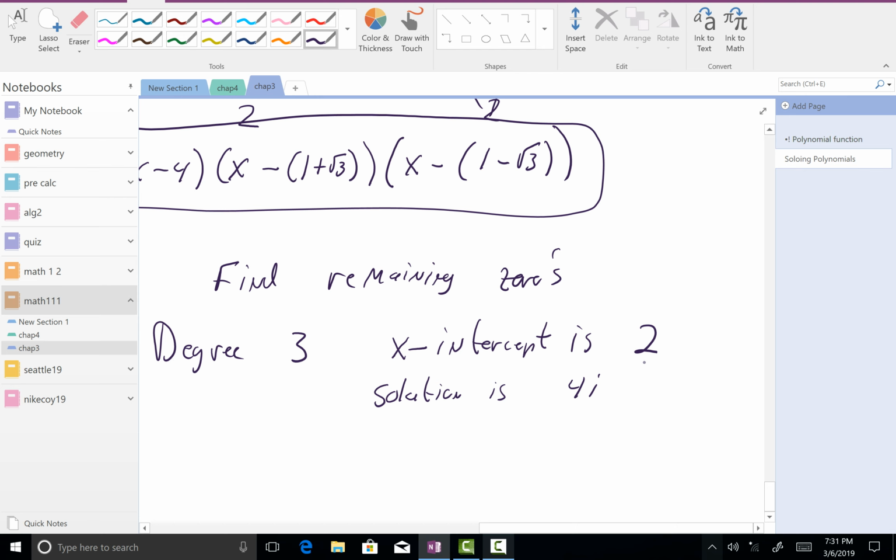So I have one x-intercept is 2, one solution is 4i. Well, what's the other one? One's 2, one's 4i. What's the other one got to be? Negative 4i. It's got to be. Okay, remember, if you got one imaginary, you got to have two. They come in pairs. All right, plus or minus. So if one's 4i, the other one's got to be negative 4i. There's not even anything we really have to do there. It's just, if we got that for an answer, we do.